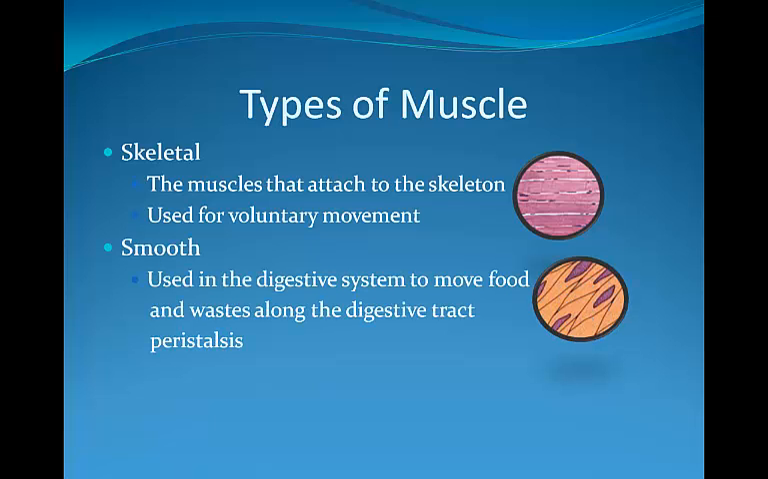Then there's smooth muscle. Smooth muscle is used in the digestive system. There's that word again, peristalsis. So that means that it contracts in wave forms, and that pushes along the food and the wastes. You don't have a choice over this happening, it just happens, and that's involuntary. If you had a choice whether to digest food or not, you probably wouldn't be alive today.